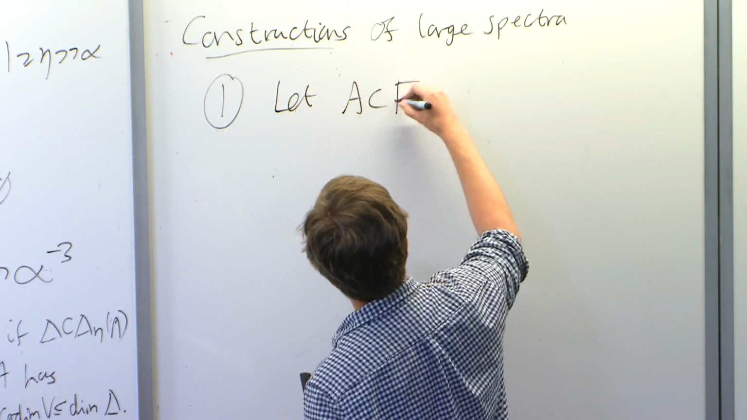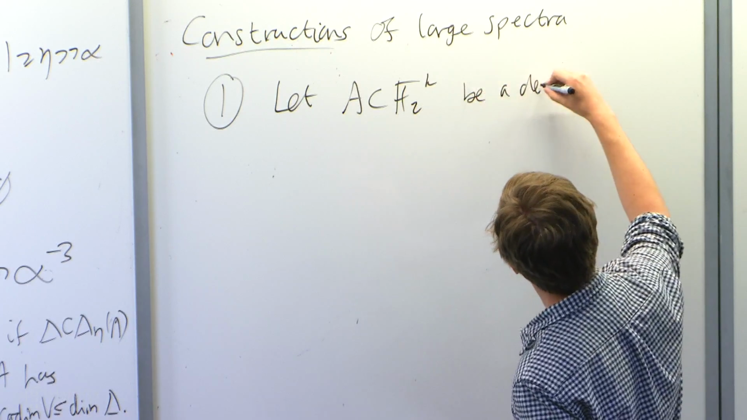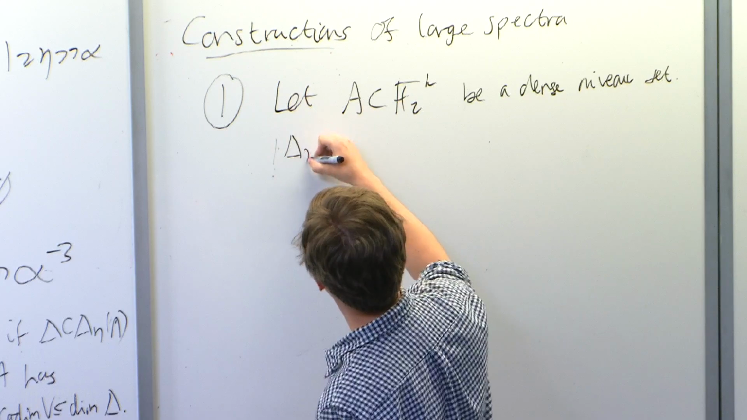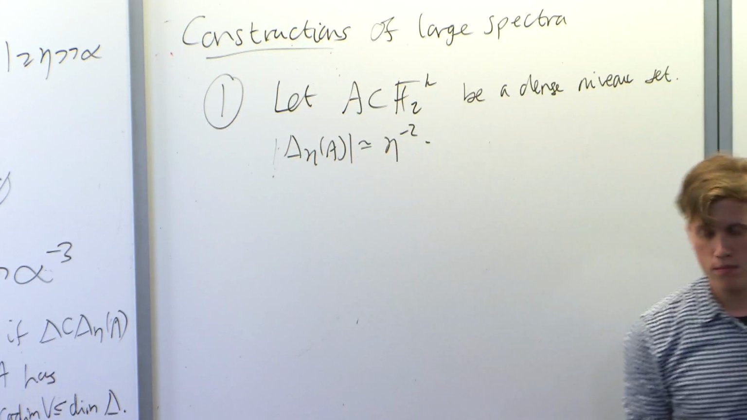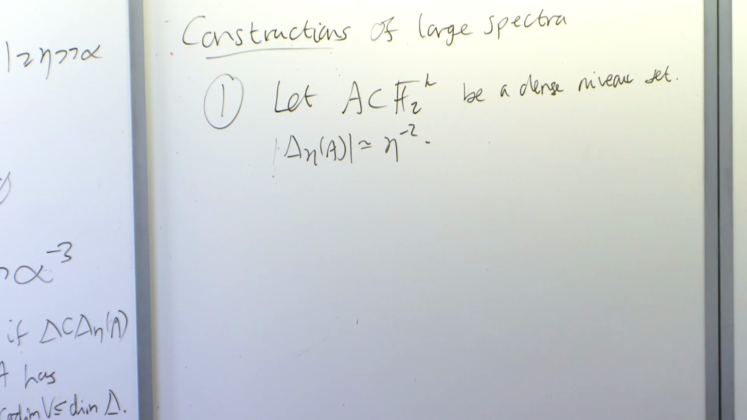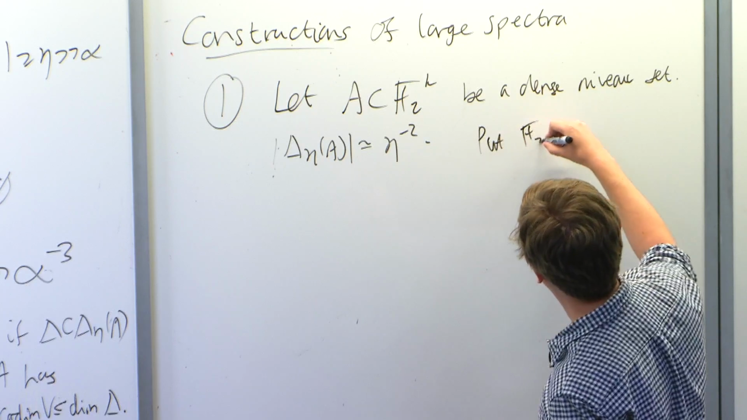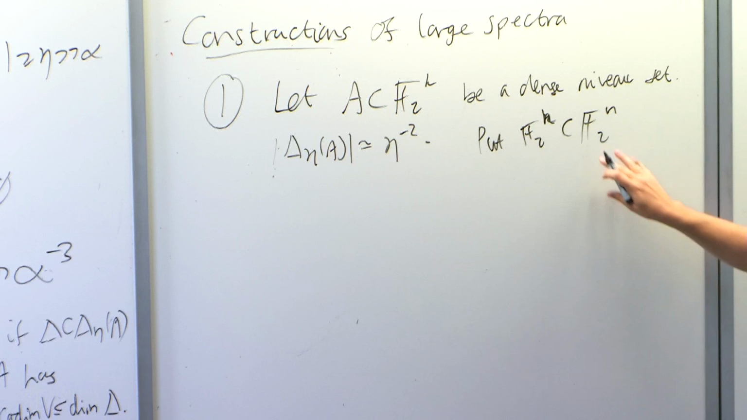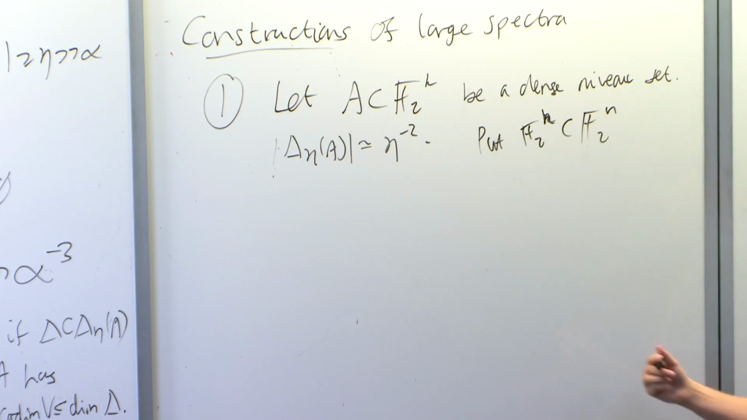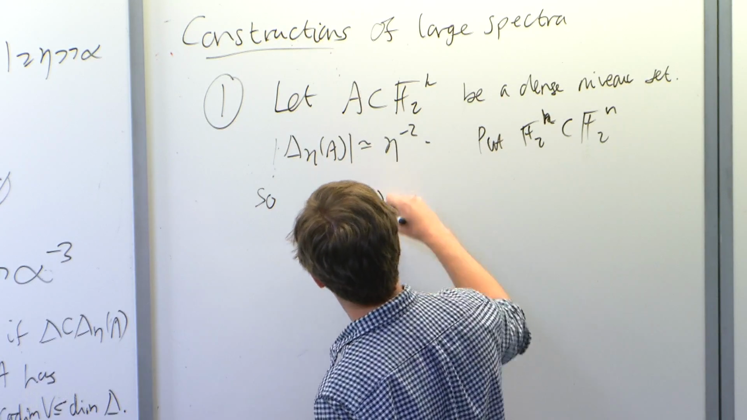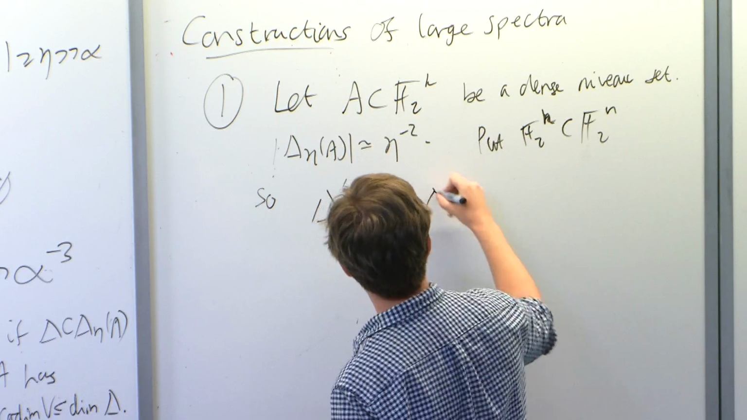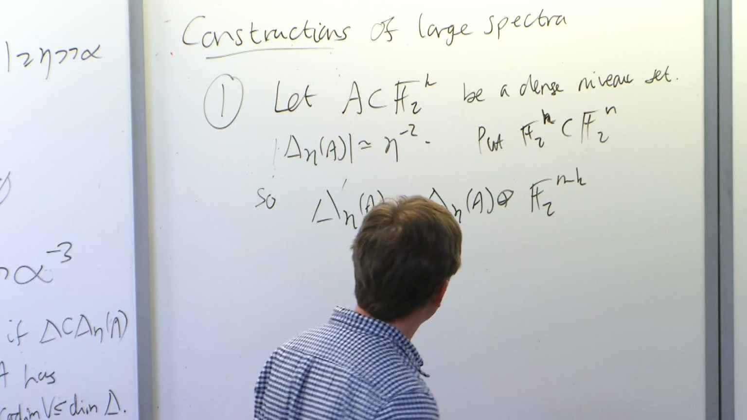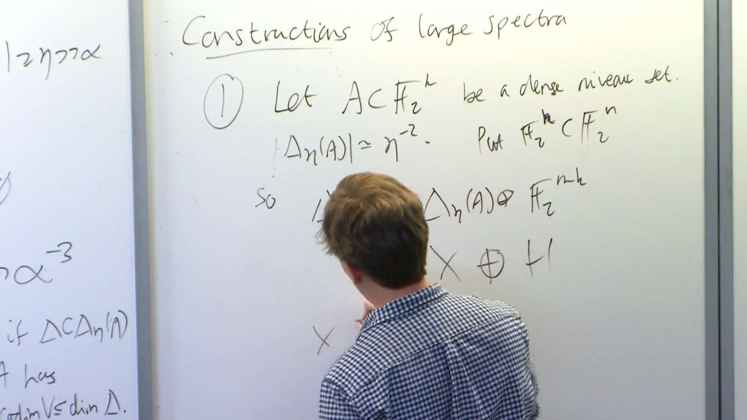So let A be a subset of F2 to the K, say, a dense Nibbo set. So I know that the size of its spectrum in this set is roughly eta to the minus 2. Okay, and then how can I make this spectrum bigger? Well, I can just trivially put F2 to the K inside F2 to the N, just extend it on. And the point is, characters supported in the other coordinates aren't going to affect the Fourier transform at all. So the new spectrum of A has become the old spectrum direct sum F2 to the N minus K.